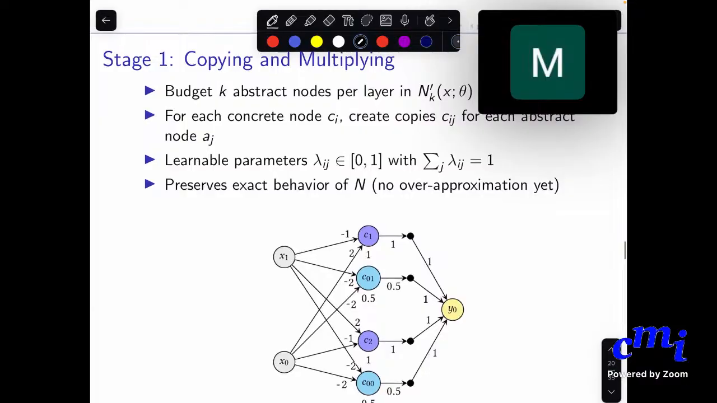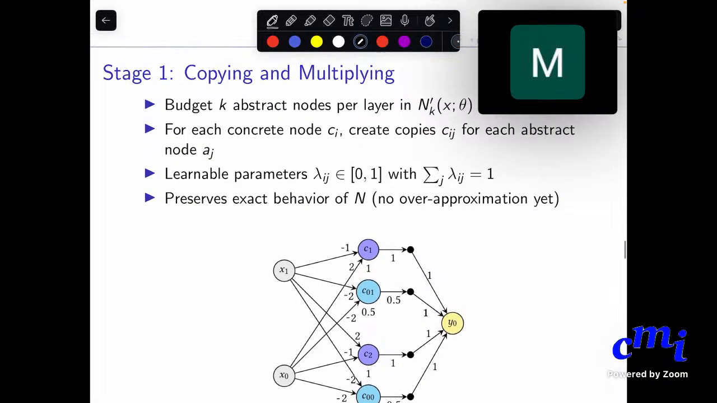Can you explain it in terms of an example? I was not completely clear about this budget K. K is, suppose we have 50 neurons and K is equal to 4. So for every layer, you can only keep 4 neurons. One abstract node can represent 4 neurons per layer.